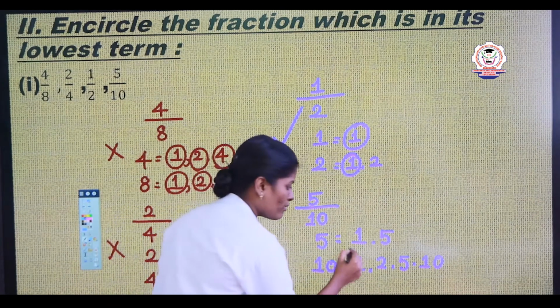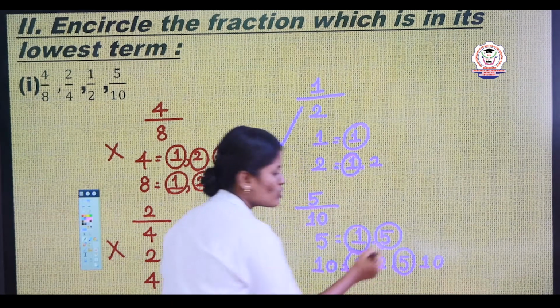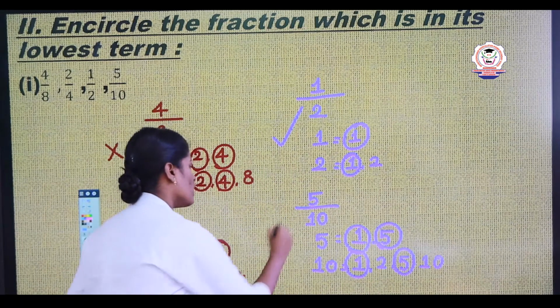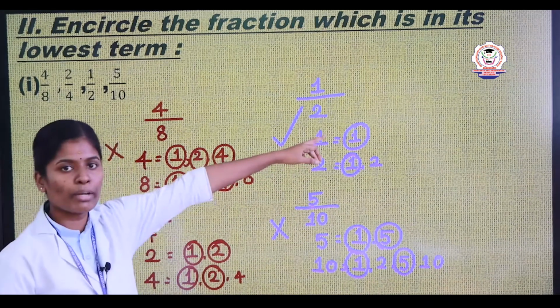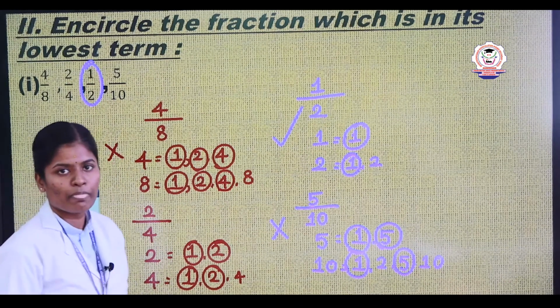So pick the common factors. We have 1 and 5. So we have 2 common factors. It is not a lowest term. So our lowest term is 1 by 2. Just circle 1 by 2 as the answer.